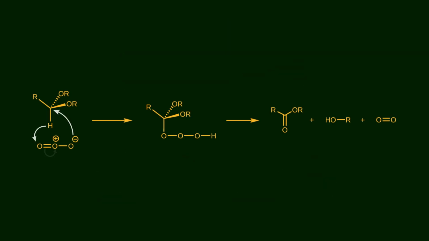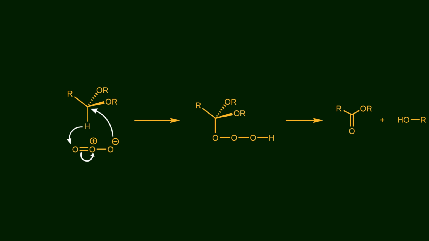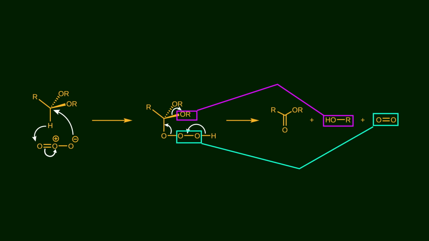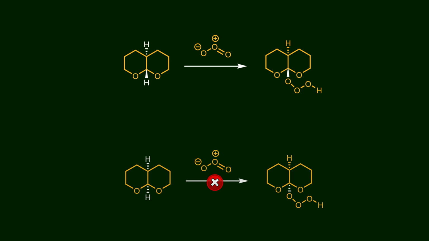Mechanistically, bipolar ozone attacks a carbon atom, while at the same time another oxygen abstracts a proton. In the next step, the bonding electrons between the oxygen and hydrogen move toward the oxygen-oxygen bond, which leads to the formation of a carbonyl group, followed by elimination of one of the OR groups. As a result, oxygen is released in this reaction. Now let's go back to our case.